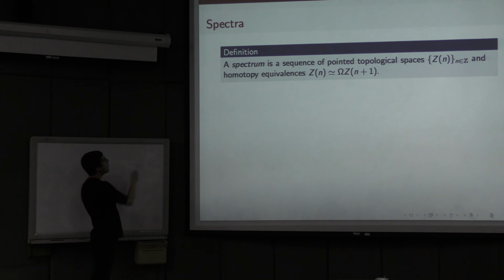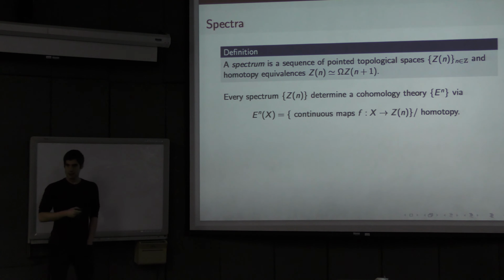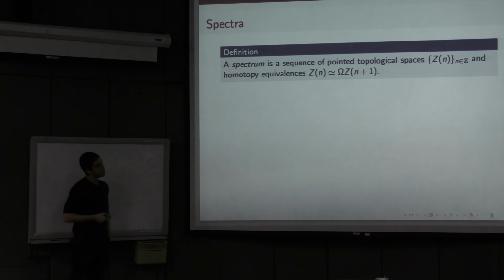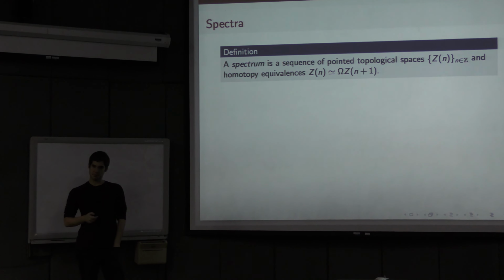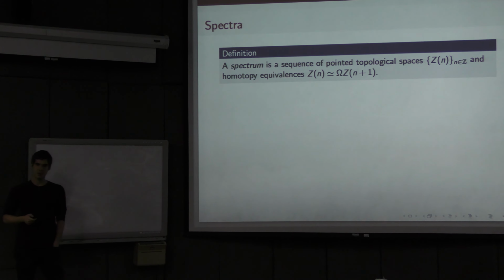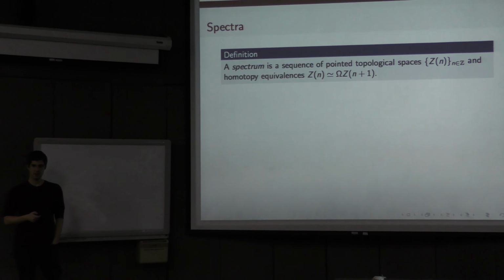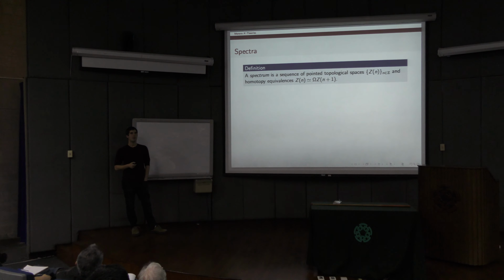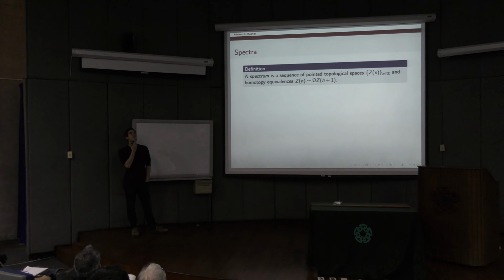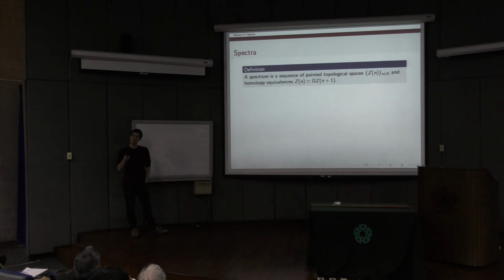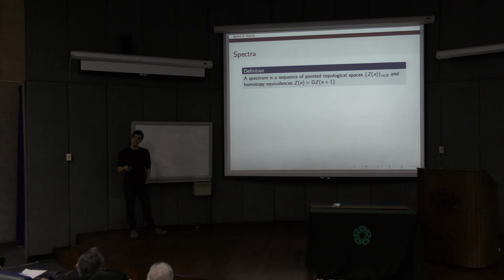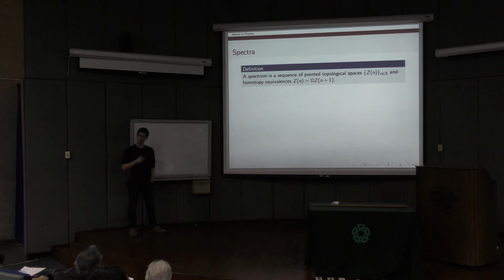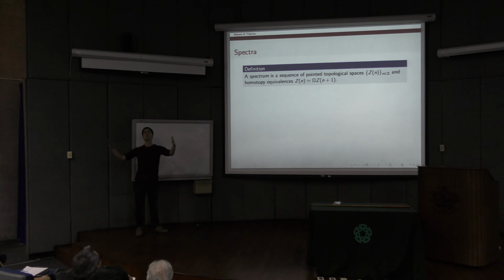So what's the point of this definition? Yes? So why choose the word spectrum for this family of spaces? The reason is that it's called spectrum in algebraic geometry, but I don't know the reason this is called spectrum in topology. But I think it is unrelated.